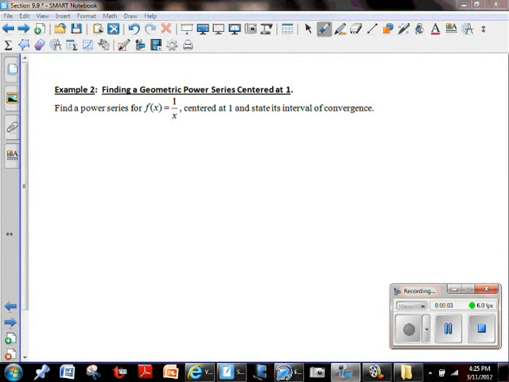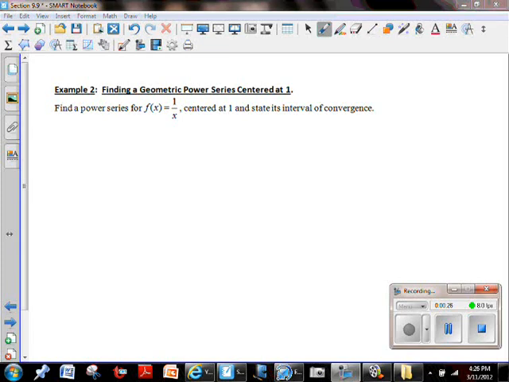Here from Avon High School, and we're taking a look at our example 2 from Larson's 9th edition, chapter 9.9. In this situation, we've got a function, 1 over x, that we want to center at 1 and find a geometric power series representation for. And of course, then we're going to state the interval of convergence like we would do with most of these series.